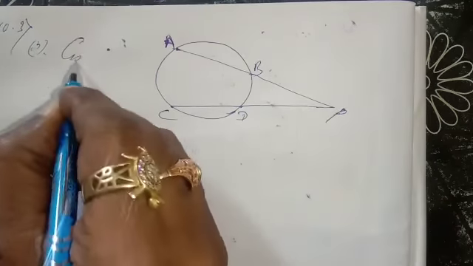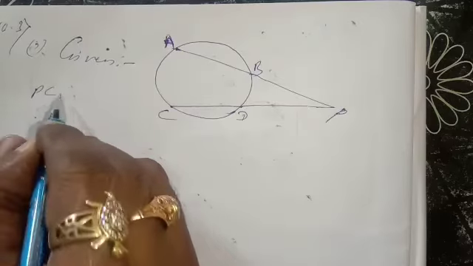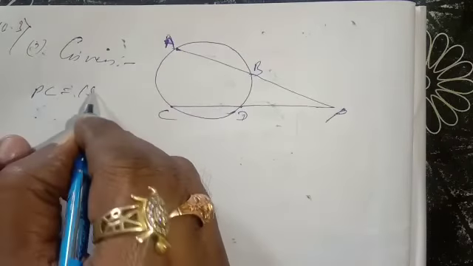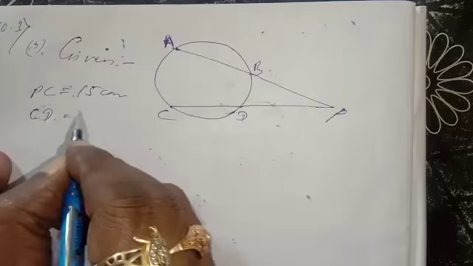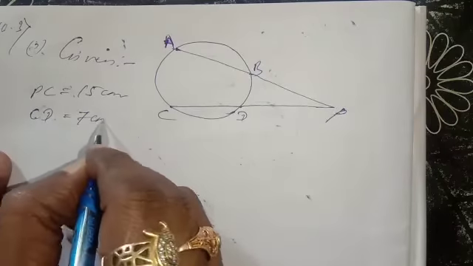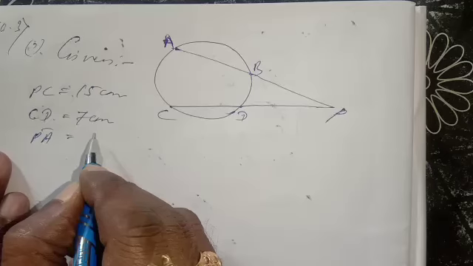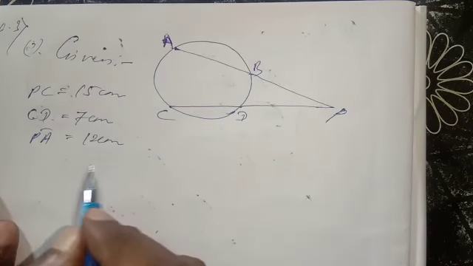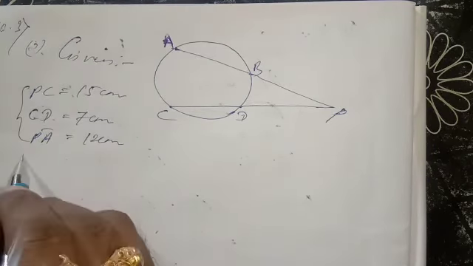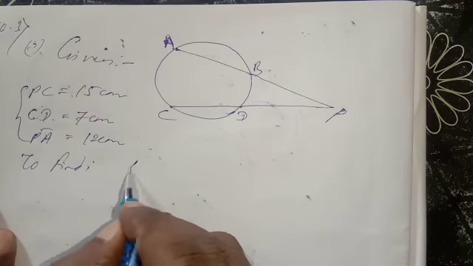In the first part it is given PC is equal to 15 centimeter, CD given 7 centimeter, PA given 12 centimeter, and you have to find AB.